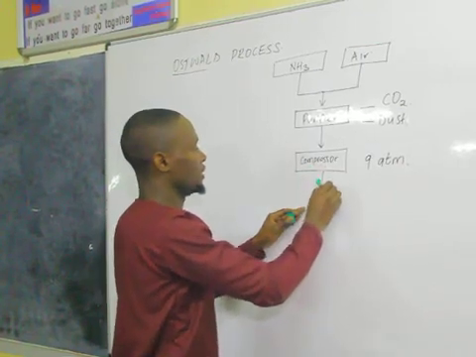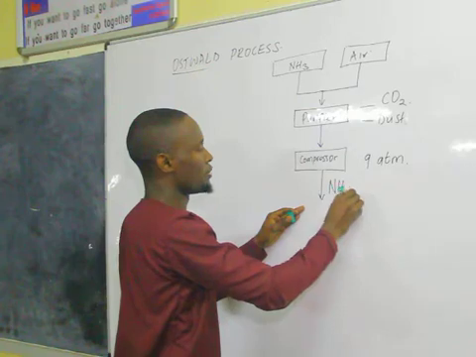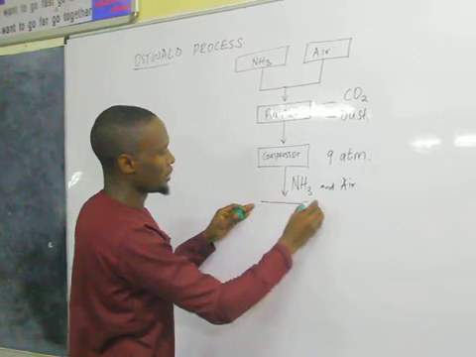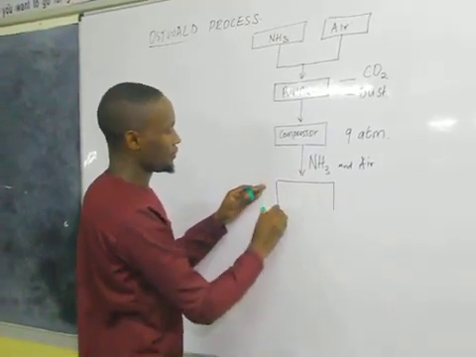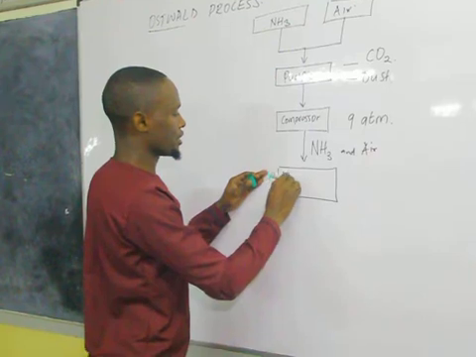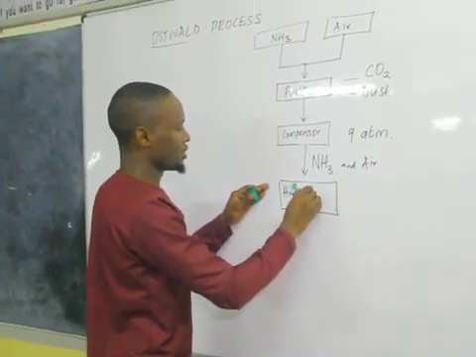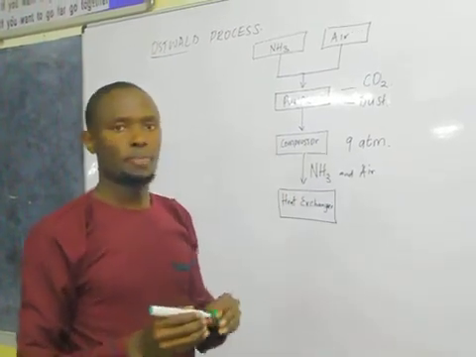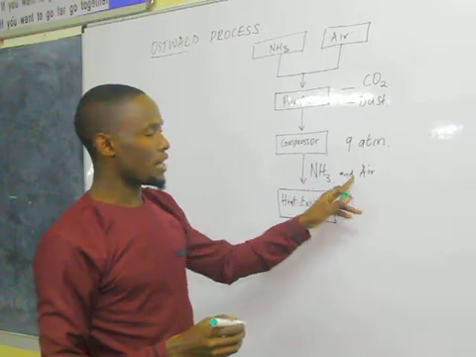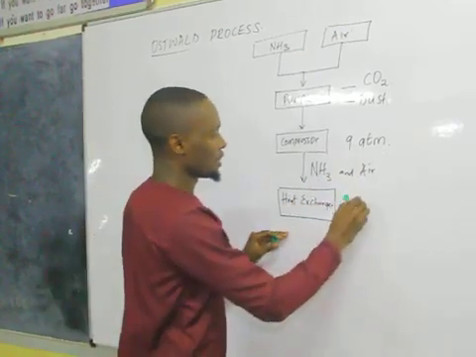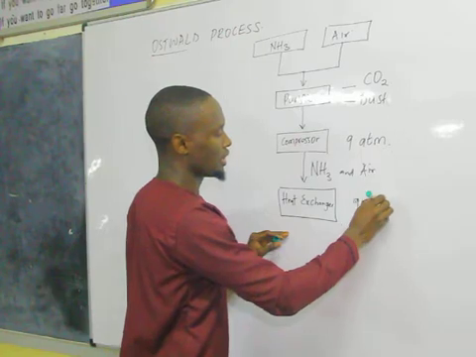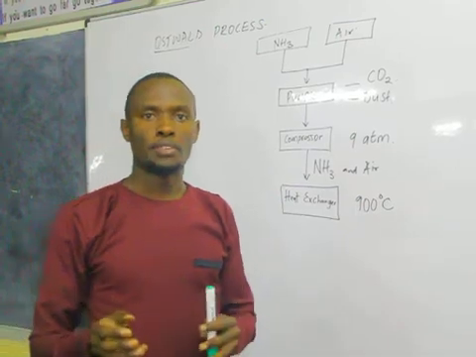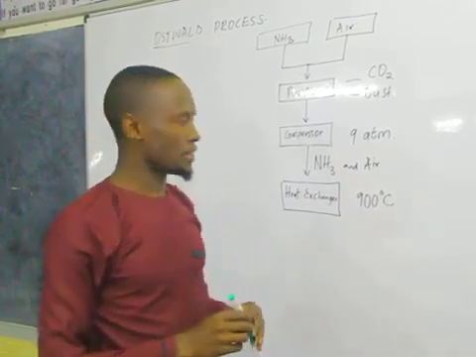The compressed mixture of ammonia and air is taken to the next chamber, the heat exchanger. In the heat exchanger, this mixture of ammonia and air is heated to a temperature of 900 degrees Celsius, which is responsible to initiate the process.